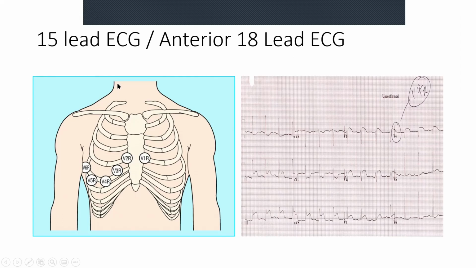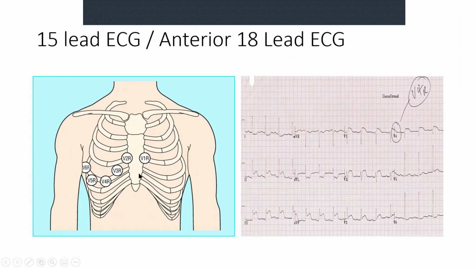All right. So this is a 15-lead ECG or anterior 18-lead ECG. It just depends where your specialist or your MO trained, they might call it either name. All we've done is, instead of putting all the leads on the left-hand side, we've now put the leads on the right-hand side in exactly the same configuration. So it's a mirror image. The reason being, we now want to look at the right side of the heart specifically.